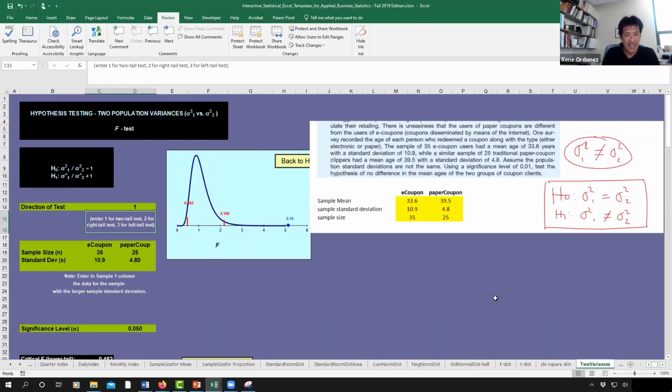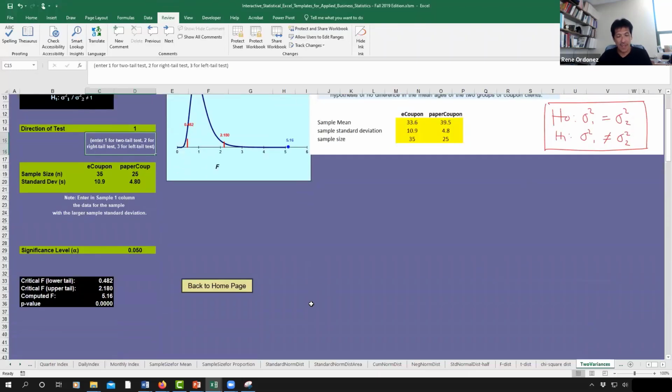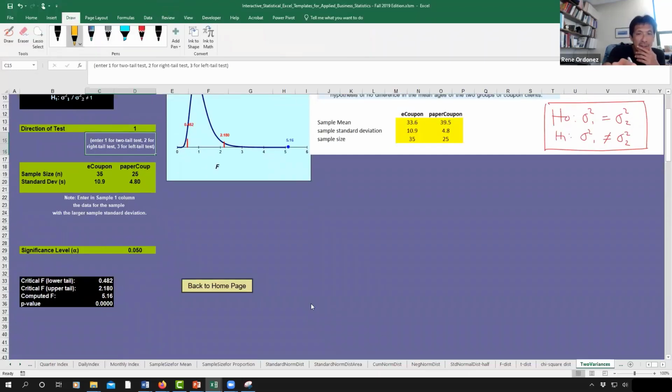Now look at the computed F and the p-value. See that? The p-value is 0. Therefore, the decision rule will be to reject the null hypothesis. And by rejecting the null hypothesis, we're saying that based on the data that is presented, the variances of these two groups are not equal.